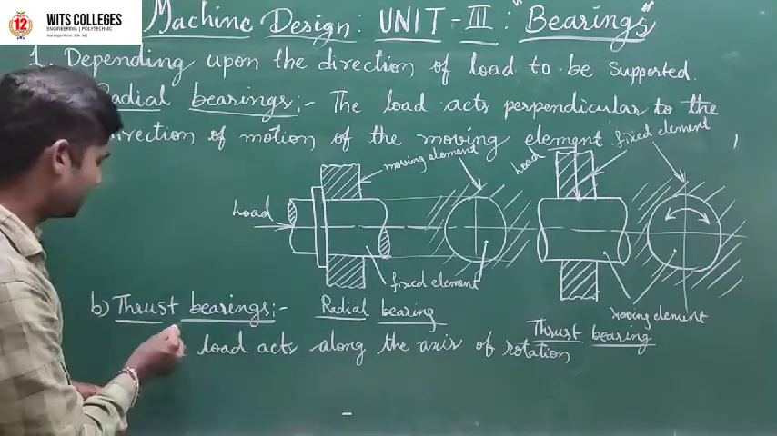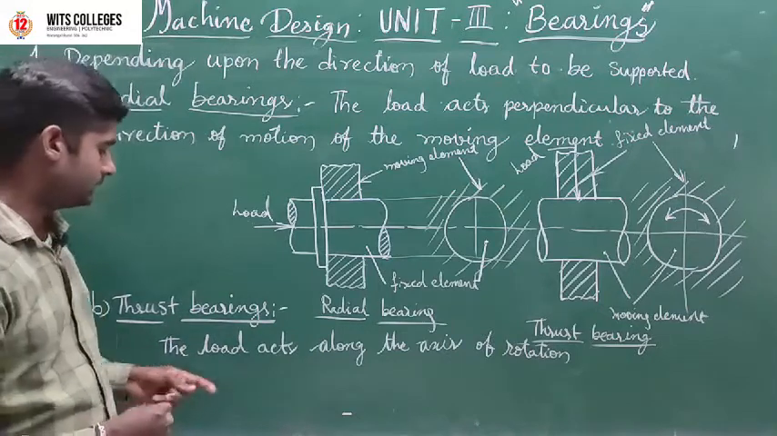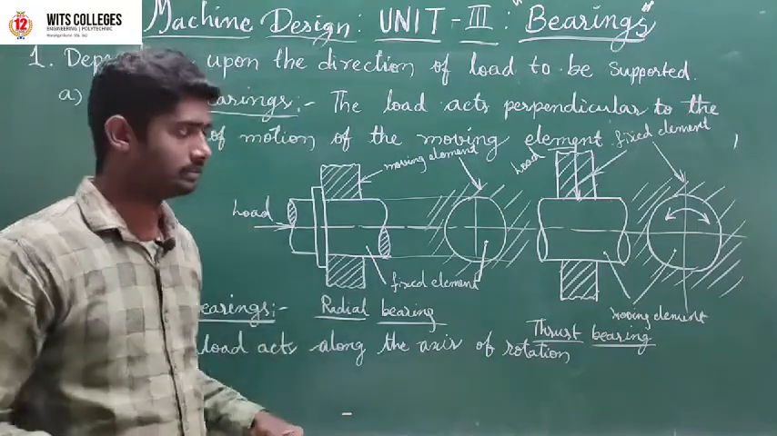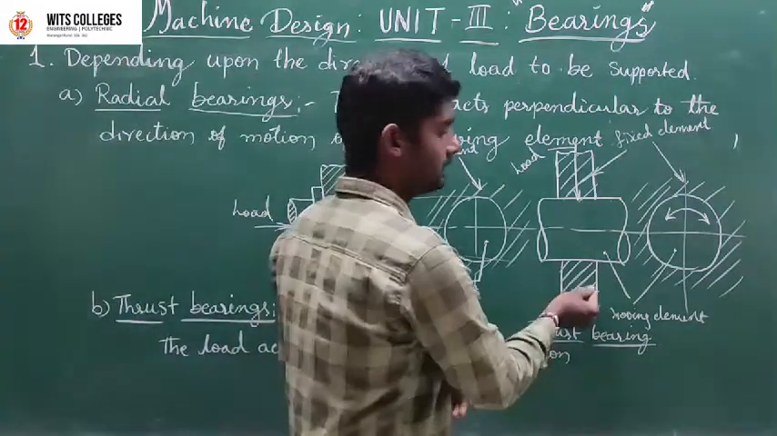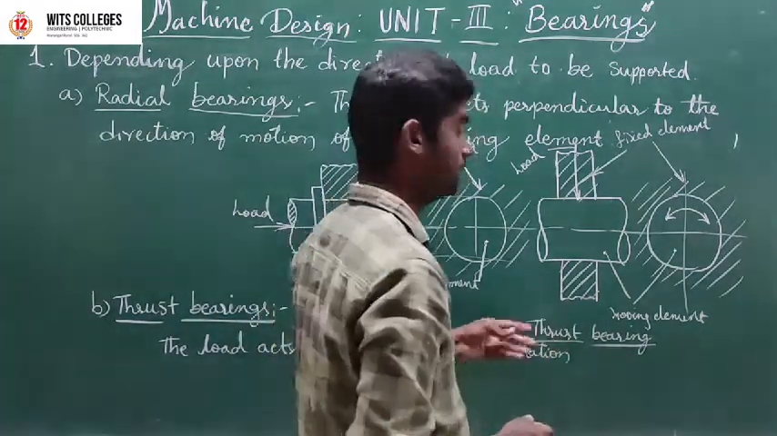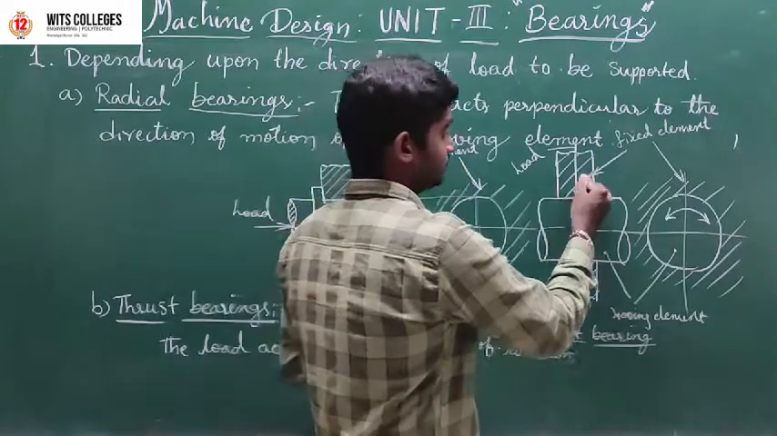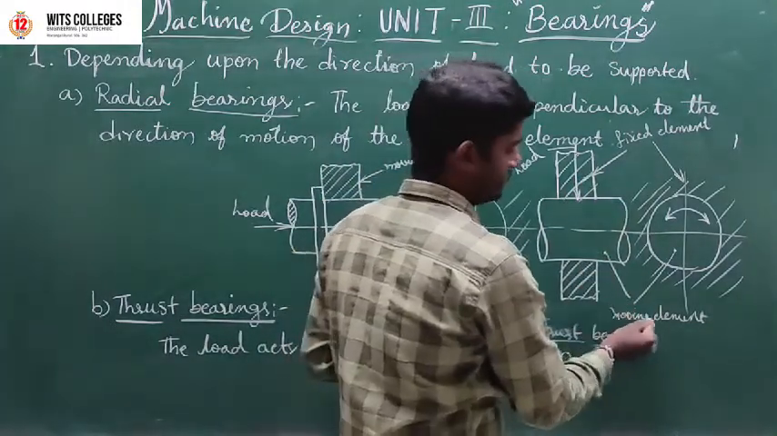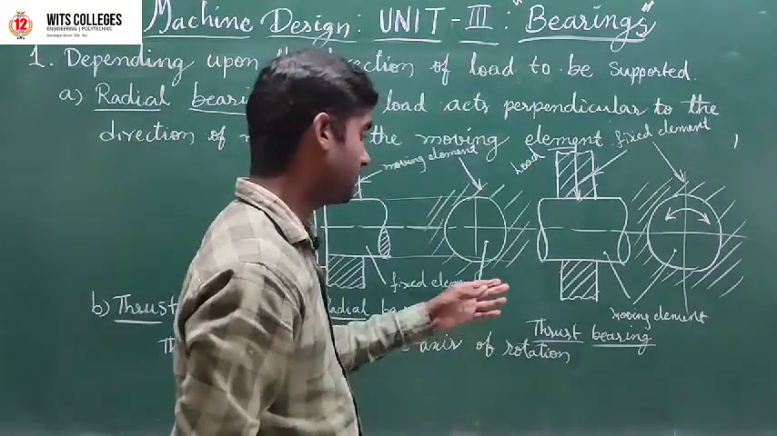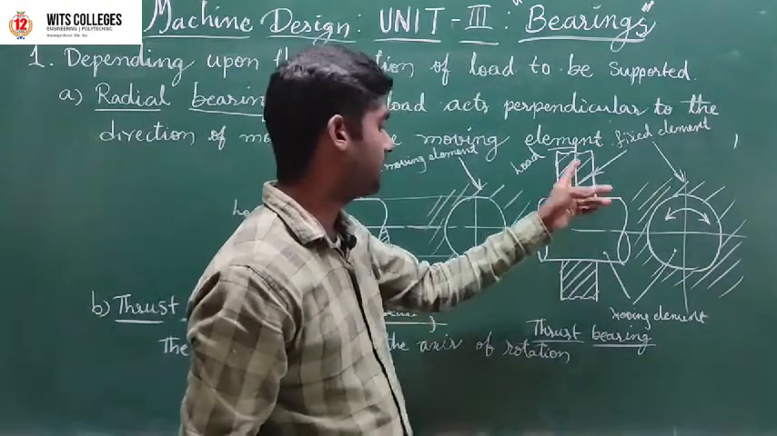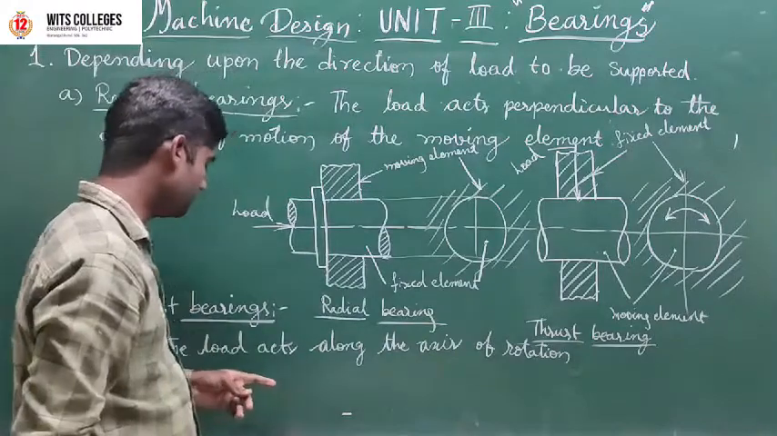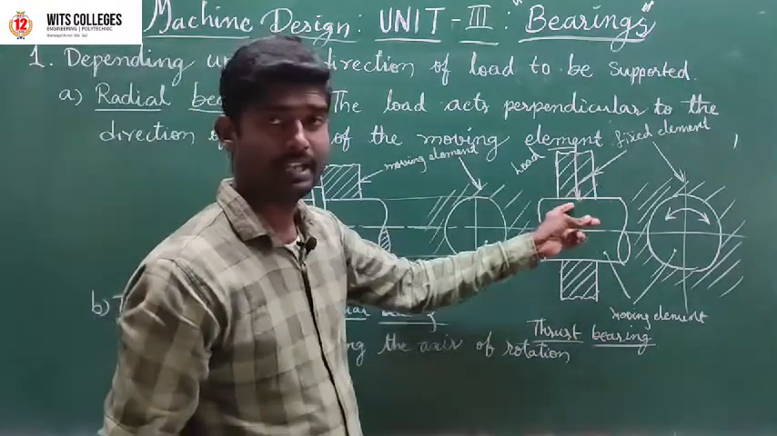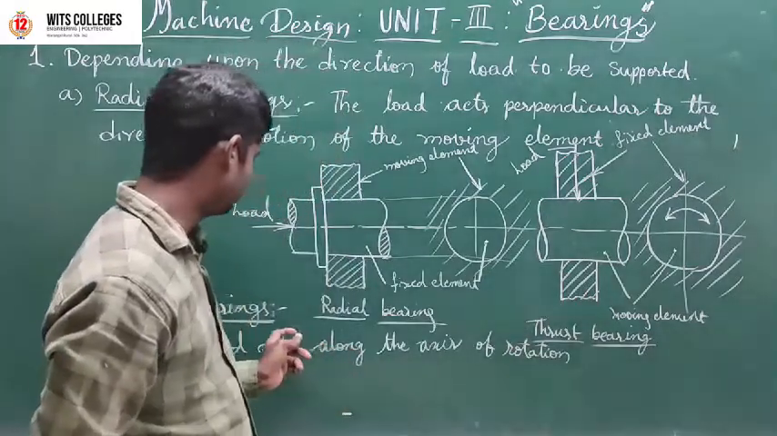Next, thrust bearings. In thrust bearings, the load acts along the axis of rotation. This is an example figure of a thrust bearing. In this one, these are fixed elements and this shaft is the moving element. The direction of the load acts along the axis. This is called a thrust bearing.